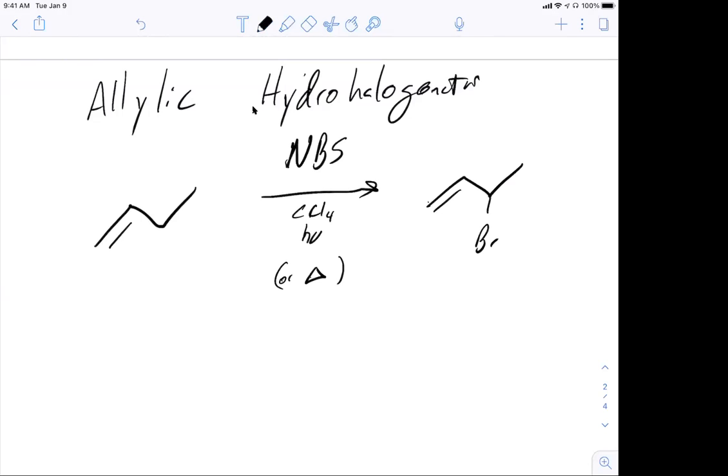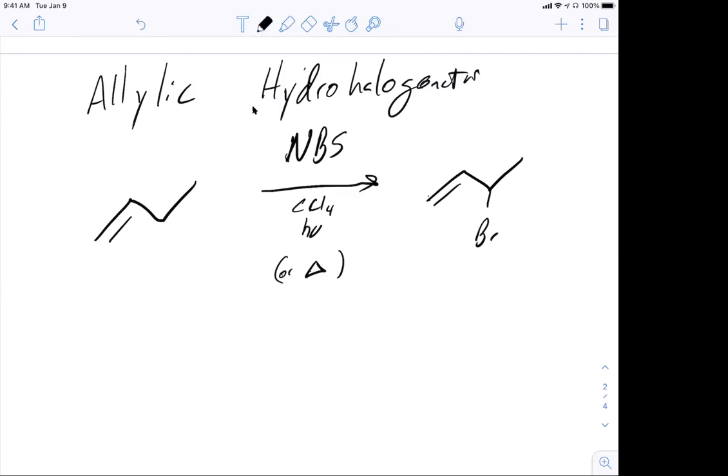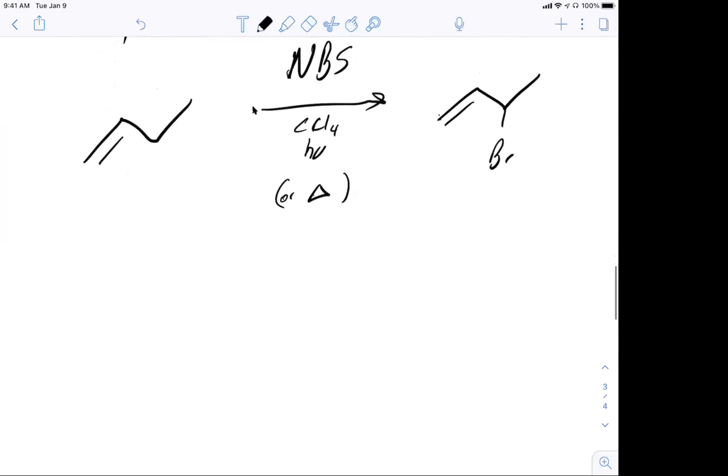And we get allylic halogenation. So NBS is N-bromosuccinimide.